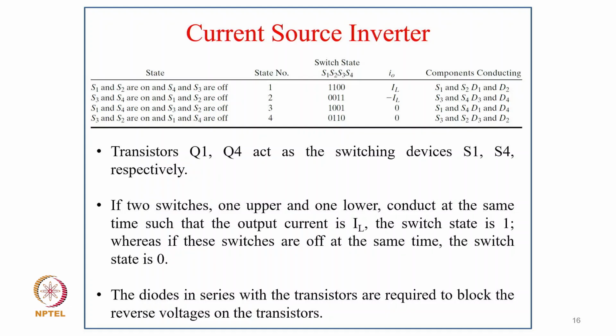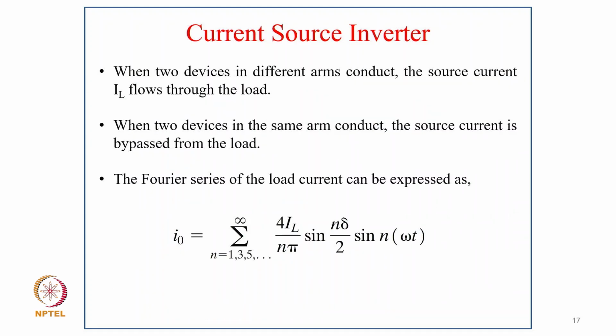Then the switching state, then the current, how it is really, the load current is there typically in the output, DC link current in the output, and component conducting. Transistors Q1, Q2 act as the switching devices S1, S2 respectively, and if the two switches, one upper and one lower, conduct at the same time, such that the output current is IL, the switch is in one state, where the switches are in off. At the same time, the switch state is 0. So diodes in series with the transistor are required to block the reverse voltage on the transistors.